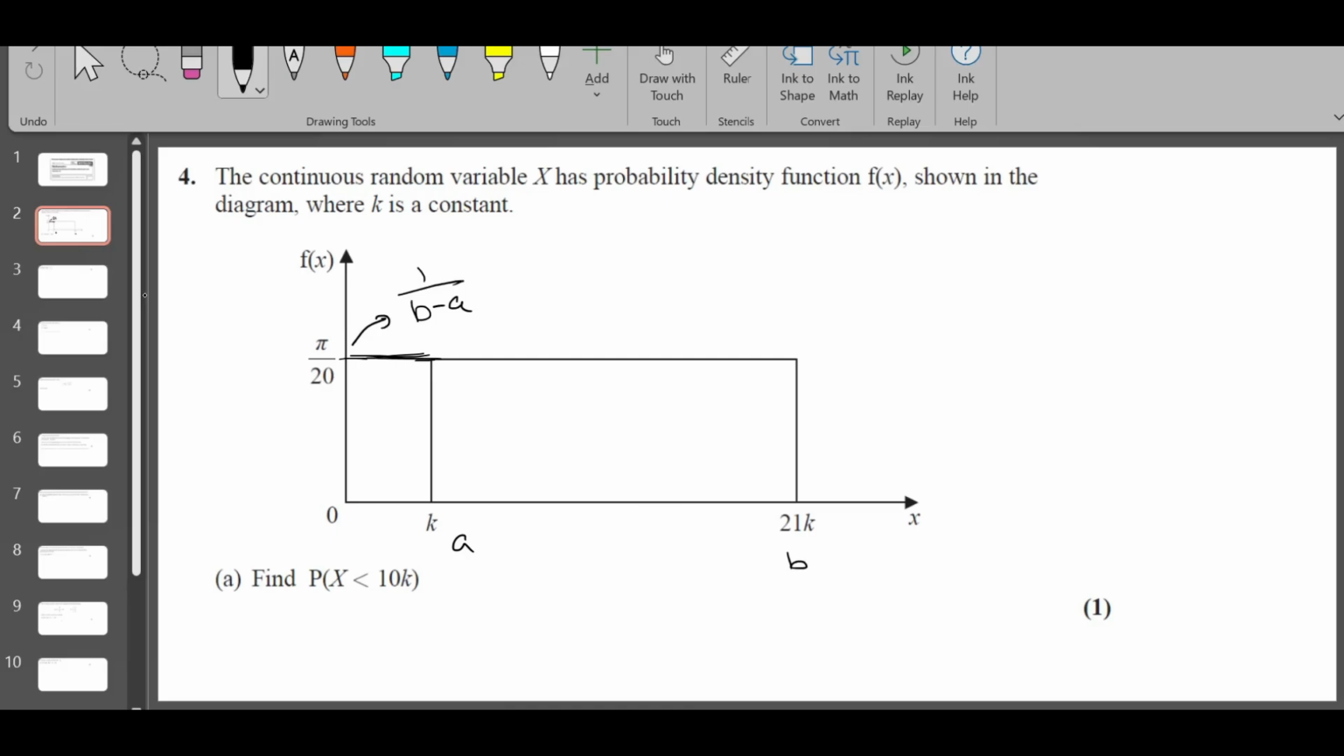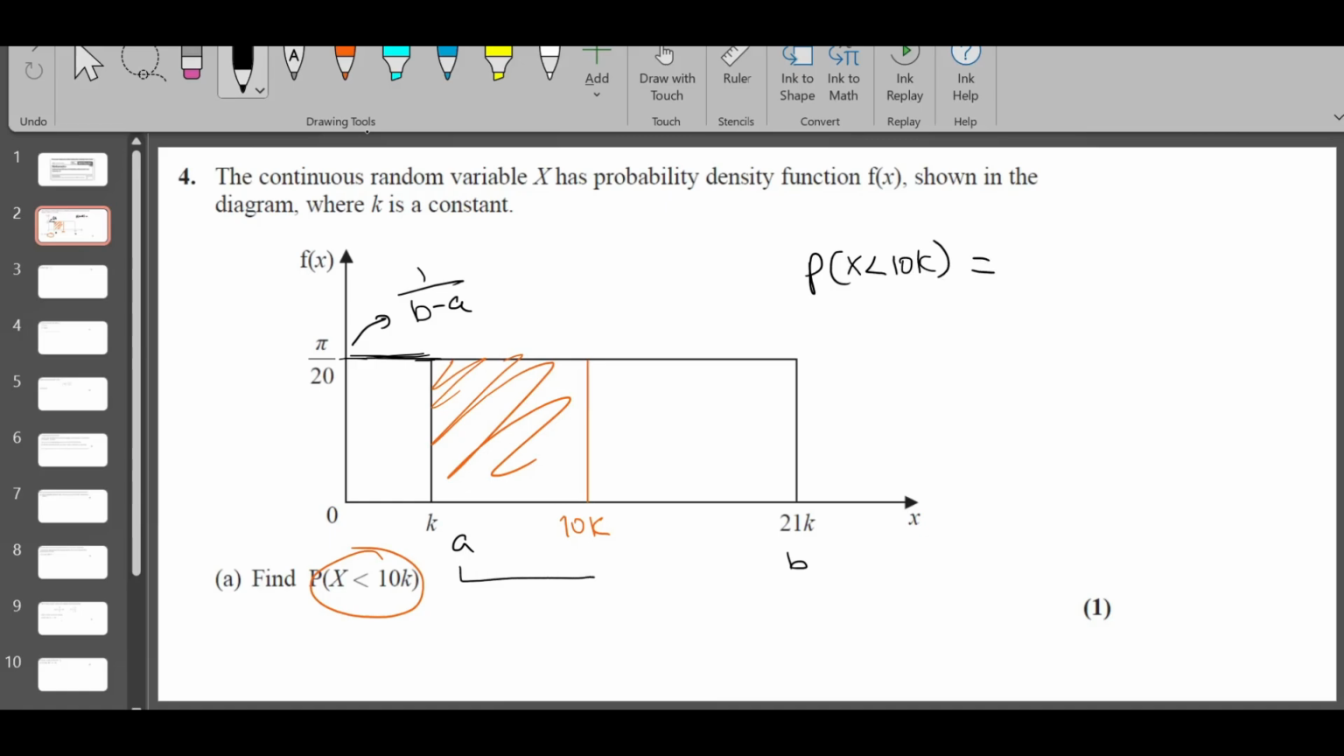When they say P of X less than 10k, let's say 10k is here, we need to find this area. So P of X less than 10k is this length, k to 10k, which is 9k, times 1 over b minus a, which is 21k minus k. That is 1 over 20k. The k can be cancelled. You will get 9 over 20.